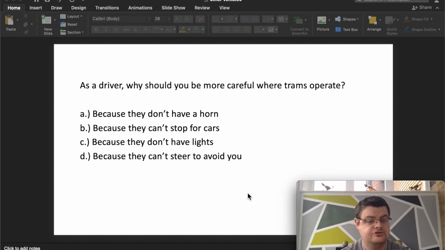If you're on a train, the train can't steer to avoid something. That's why there are level crossings to help them proceed, and very strict rules at level crossings, because a train can't steer around if a car stops on the level crossing. So the answer is going to be because they can't steer to avoid you. They're stuck to their track. They can't go anywhere.